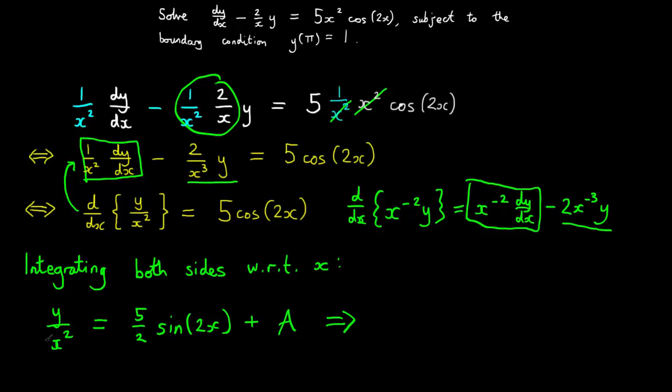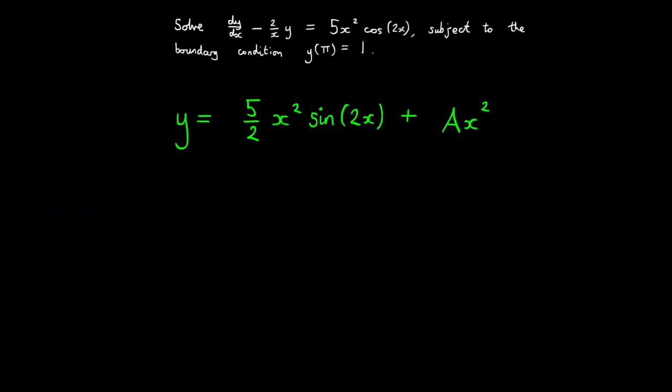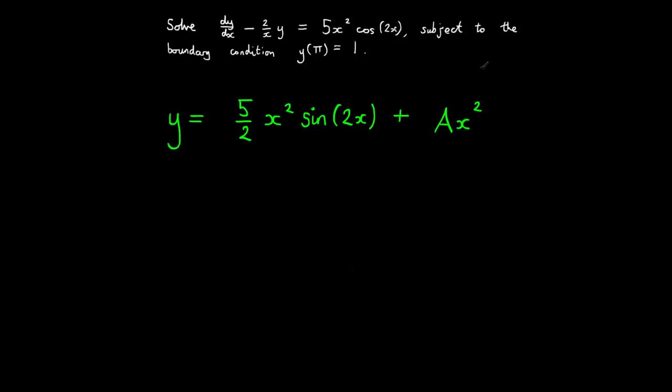Now we can multiply both sides by x squared to get y on its own. That gives us that y is equal to 5 over 2 x squared sine 2x plus the arbitrary constant a times x squared. So now we've found the general solution, now we just have to apply the boundary condition to get our particular solution. Because remember, we had this boundary condition that when x is equal to pi, then y should be equal to 1. So here's our general solution that we've just found.